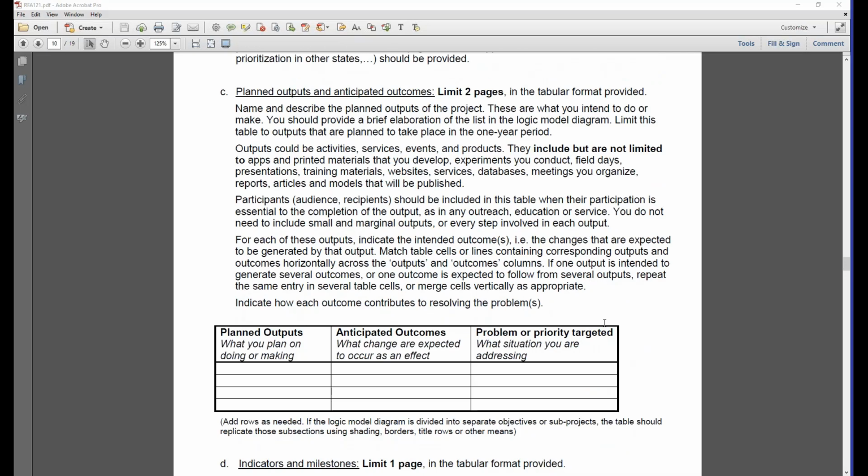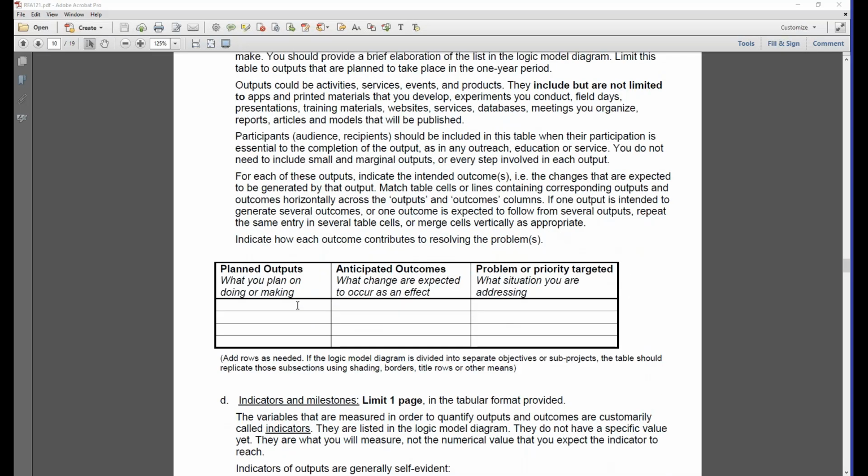Further in the narrative, you will have to provide us with this table here. We assume there will be more lines to your table than in this sample here, right? Where you get to establish the connection between what you intend to do, the outputs, and what the anticipated outcomes are.